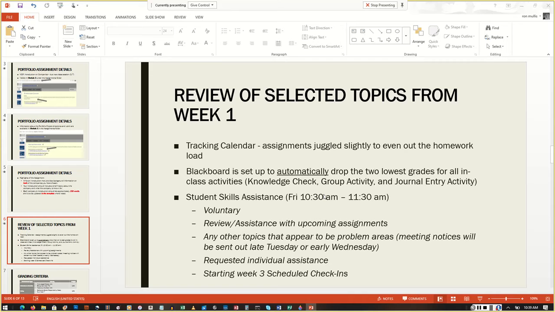We talked about student assistance. That's very important. If you have any questions or any problems throughout the week, either email me, send me a Skype message on Fridays between 10:30 a.m. and 11:30 a.m., text me, or set up an appointment for skill assistance if Friday at 10:30 to 11:30 doesn't work for you. It's very important that you let me know as soon as possible if you have any questions or problems with this class, so that we can resolve any confusion.